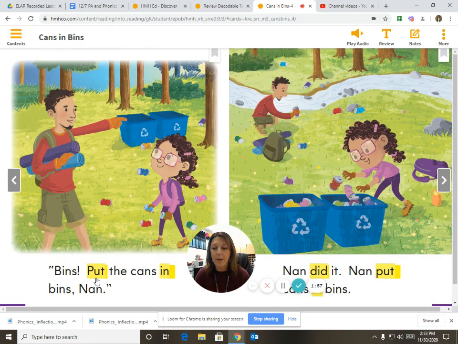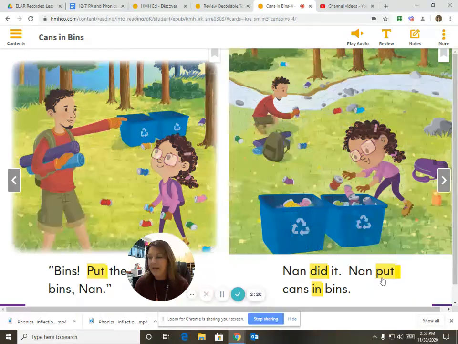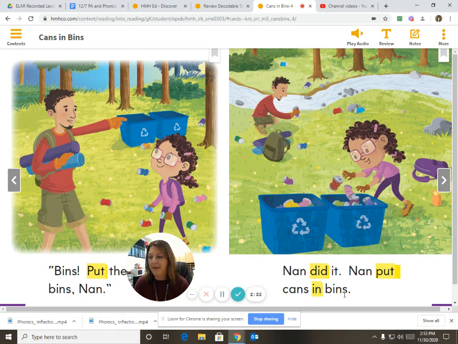Bins. Put the cans in bins, Nan. Read that with me. Ready? Bins. Put the cans in bins, Nan. Nan did it. Nan put cans in bins. Say that again with me. Nan did it. Nan put cans in bins.